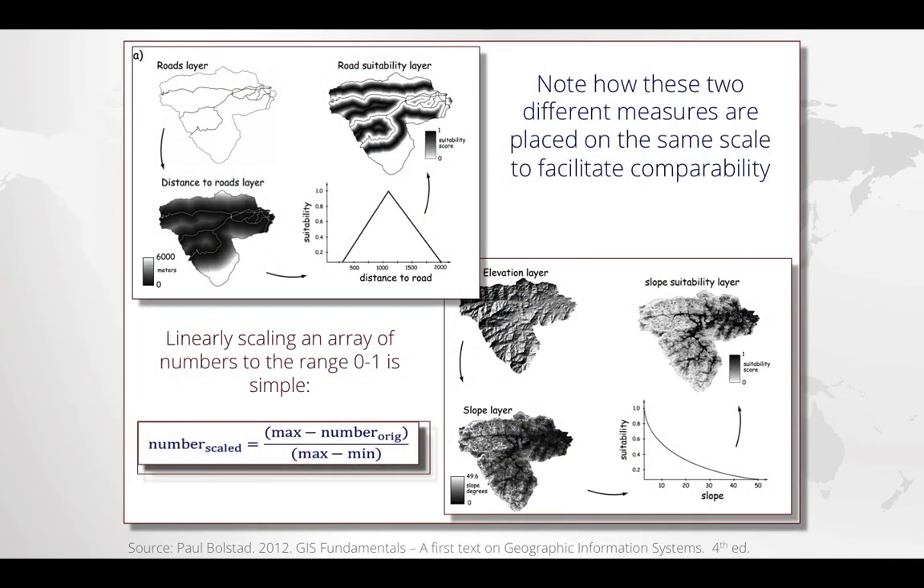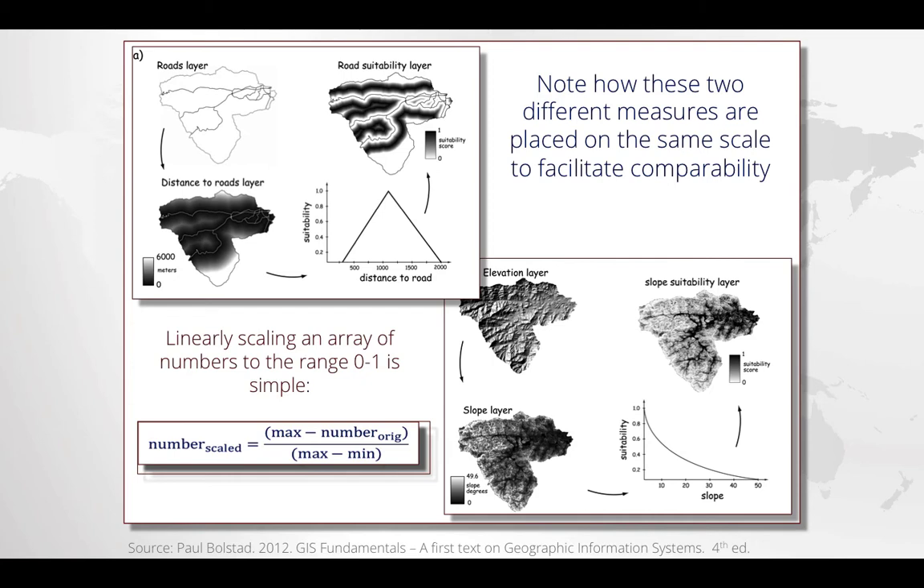There are different ways to do this. By the way, the Bolstad textbook has a really good discussion of cartographic modeling. It's not the only approach you can take, but it's certainly a good starting point. One of the easiest things you can do is linearly scale your inputs between 0 and 1, and it's really simple. You find the minimum and maximum values in your input layer, subtract the minimum from every value, and divide by the whole range, the maximum minus the minimum. That will give you a scaled number that goes from 0 to 1.